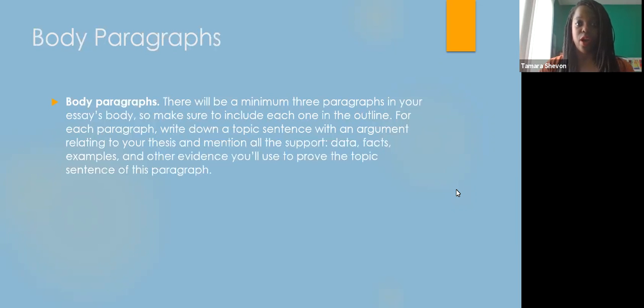For each paragraph, you're going to write down a topic sentence. What is the topic of this paragraph going to be? With an argument relating to your thesis, and mention all of the support: the data, the facts, and the examples. Any other evidence that you use to prove this topic sentence will be in this paragraph as well. Basically, the topic sentence is going to say what specifically you're going to talk about in that paragraph, and then all the evidence that is going to prove that point.